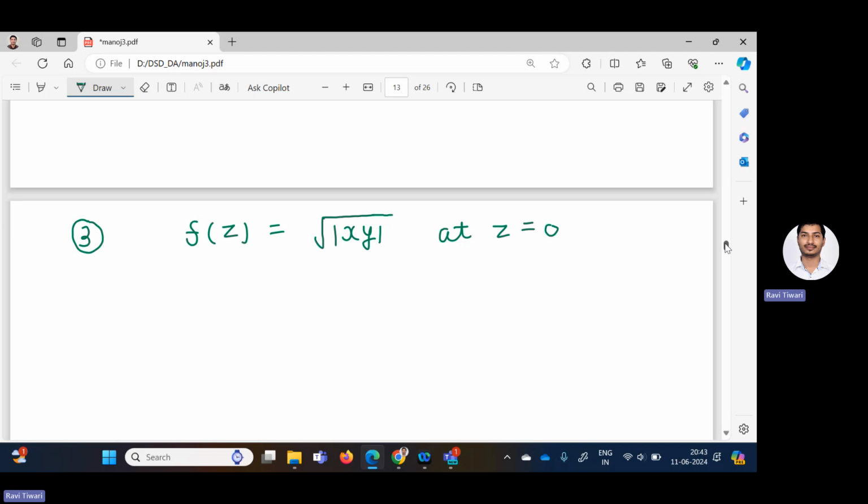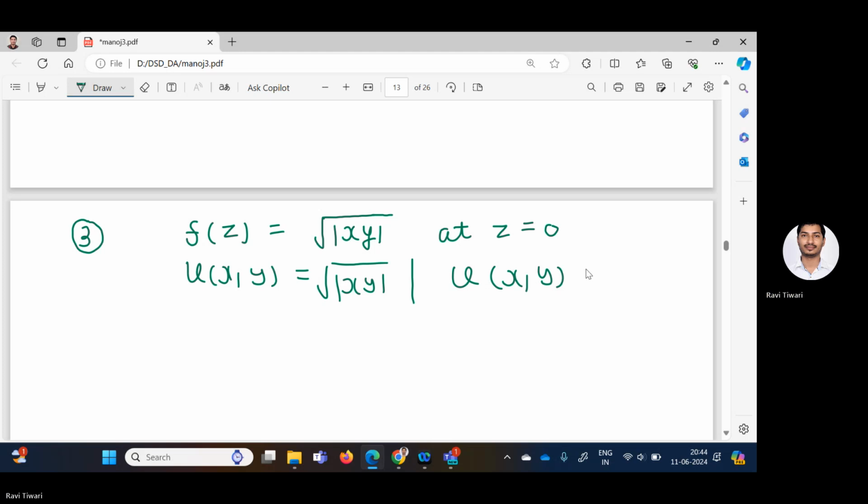So the third example is given: f of z equal to mod xy. This is also very easy to calculate. In this question also we have to prove that the CR equations are satisfied but the limit does not exist. So easily you can observe here u of xy is under root mod xy. And what is the imaginary part of this function? There is no i imaginary part, so v of xy is 0. And now you can calculate dou u by dou x.